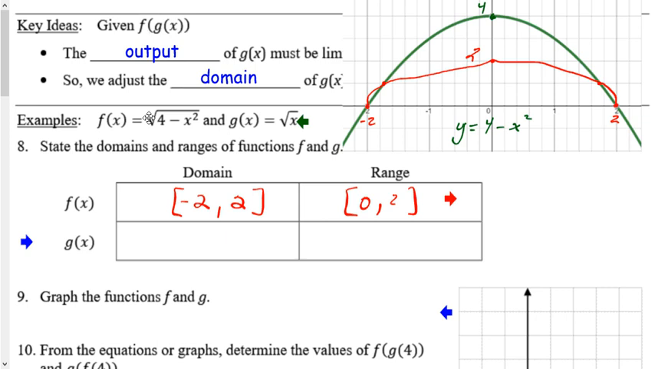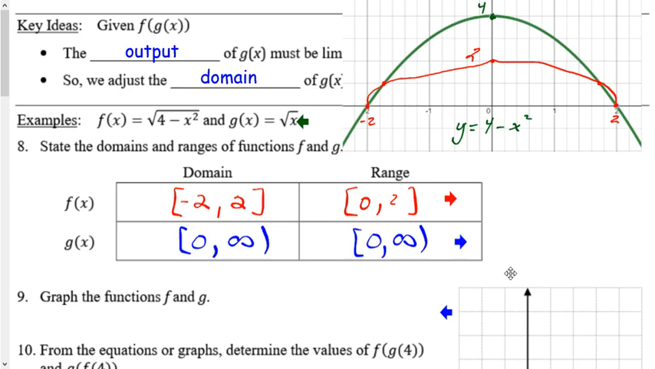G of x, it's a radical function. And so x has to be greater than or equal to 0. Y also greater than or equal to 0. So there we have domains and ranges for our f of x and g of x.